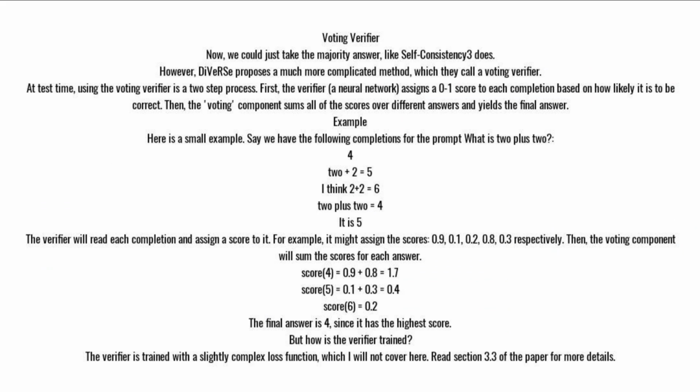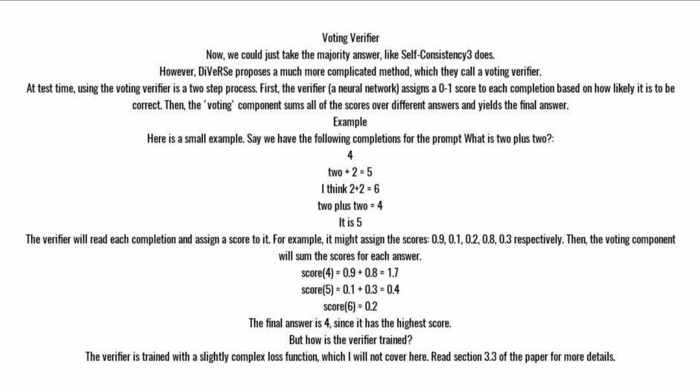Voting verifier. Now, we could just take the majority answer, like self-consistency 3 does. However, DiVeRSe proposes a much more complicated method, which they call a voting verifier. At test time, using the voting verifier is a 2-step process. First, the verifier, a neural network, assigns a 0 to 1 score to each completion based on how likely it is to be correct. Then, the voting component sums all of the scores over different answers and yields the final answer.